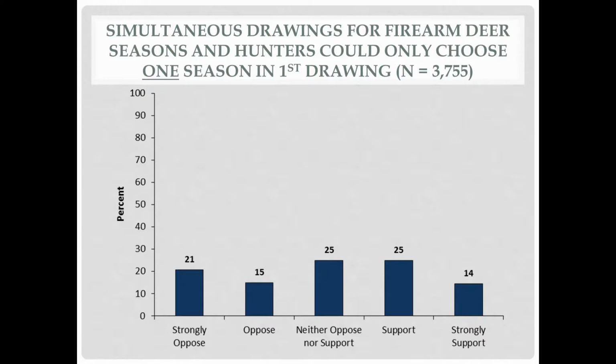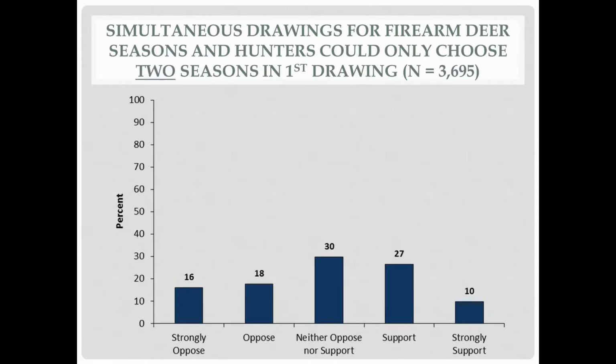When we look at the same thing, but you could choose 2 seasons in your first drawing, not much difference. Still about 37% support, 30% are neutral, and another 34% some level of opposition for it. So again, as far as statistical distributions, this is pretty close to flat.